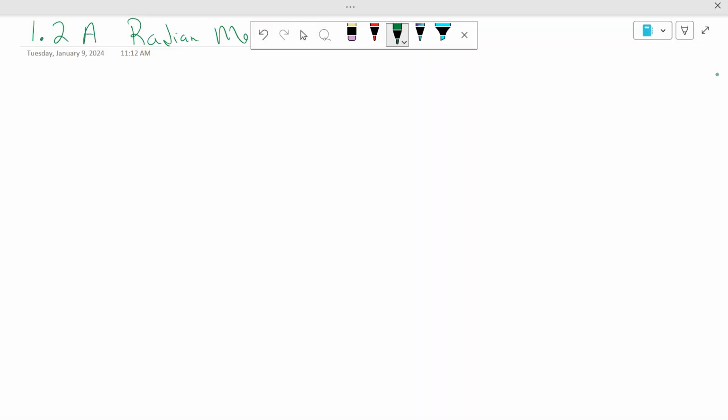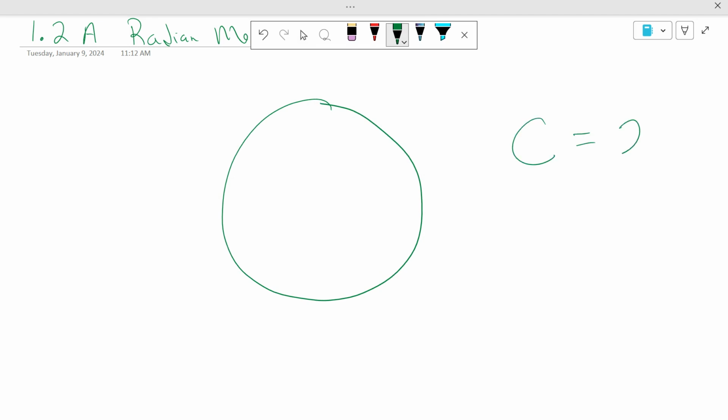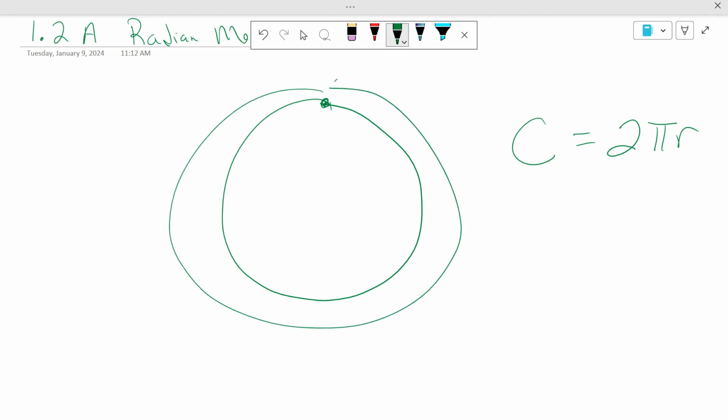So, in a circle, the circumference of a circle is 2 pi r, right? Okay, 2 times pi times r, where r is the radius. So, if I want to talk about the distance around the circle, that's the circumference. Now, how many degrees are there in a circle? 360 degrees. Okay, there's 360 degrees in a circle.